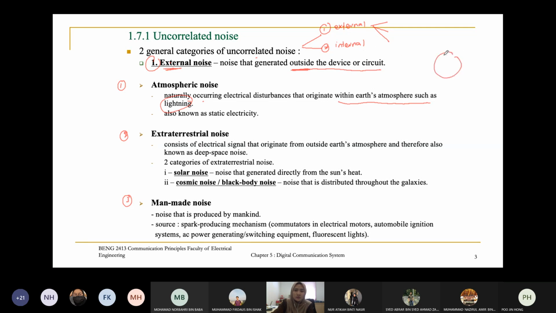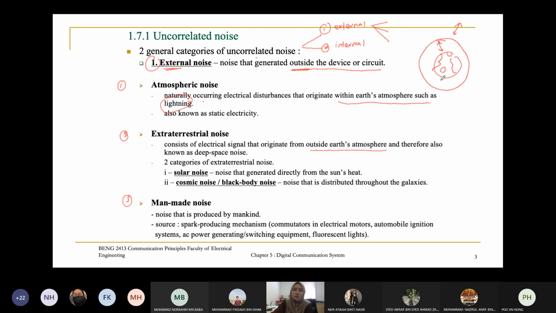Okay, so you have the Earth. This is the Earth. Outside the Earth, we have the atmosphere. So atmospheric noise is the noise that originates within the Earth's atmosphere, such as lightning. And this atmospheric noise is also known as static electricity. The second one is extraterrestrial noise. This extraterrestrial noise consists of electrical signals that originate outside the Earth's atmosphere, meaning outside here.